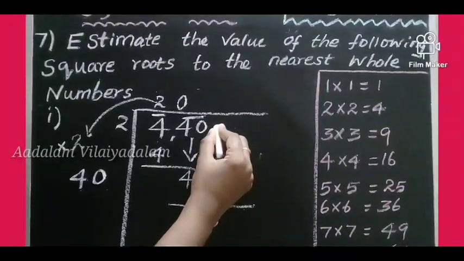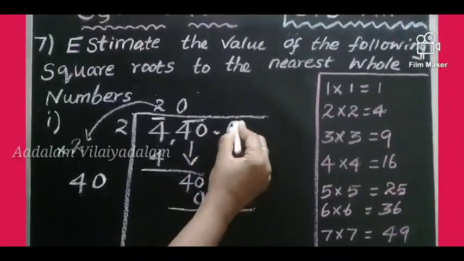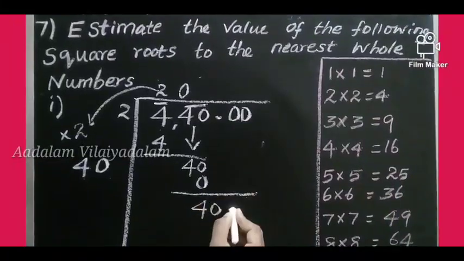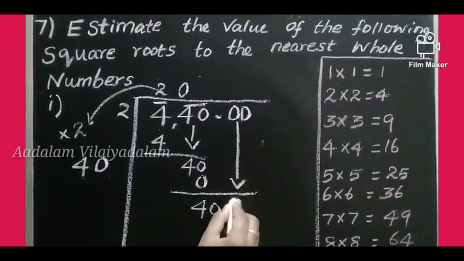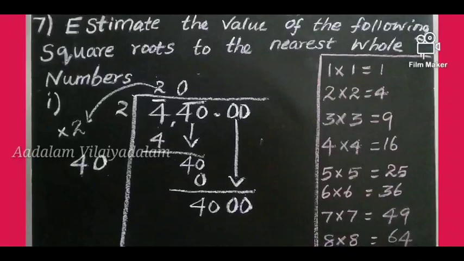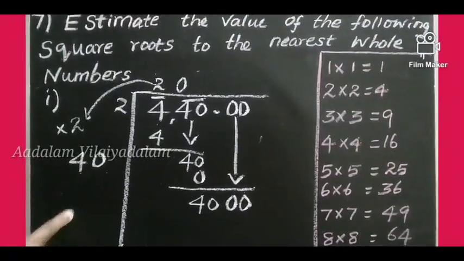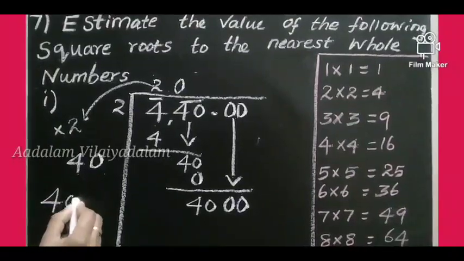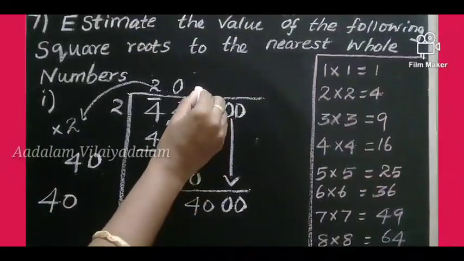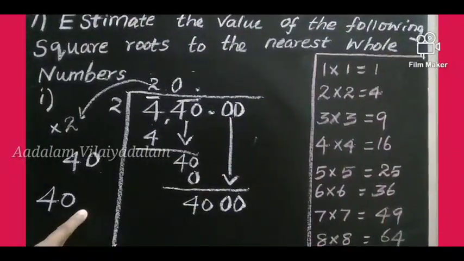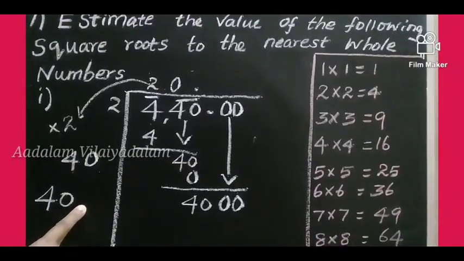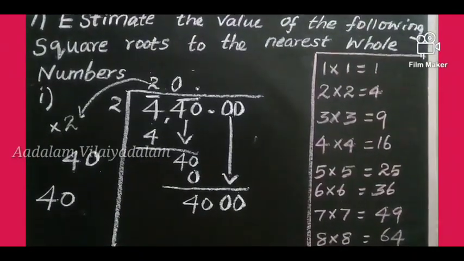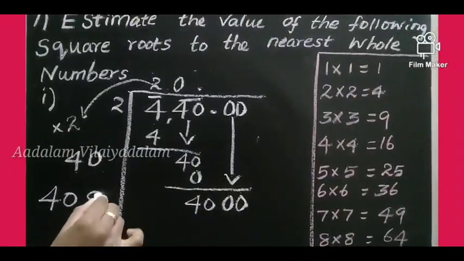So put the decimal point. This is a long division only. You write a pair of 0s here. So write down the pair of 0s. So next find the new divisor. 20 into 2, so the answer is 40. So put the decimal point. So now we choose the number here. The maximum value here is 9. So put the 9 here.